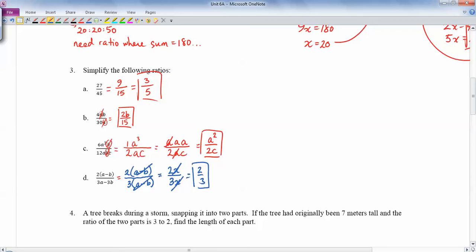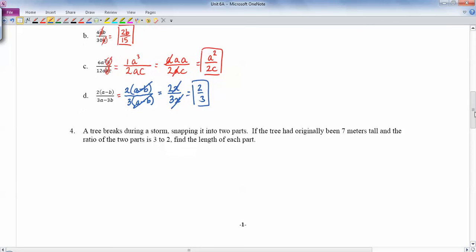Okay, number 4. Let's see. Tree breaks during a storm. It snaps into 2 parts. If the tree had originally been 7 meters and the ratio is 3 to 2. Okay, so let's see. Tree parts are in a ratio of 3 to 2.